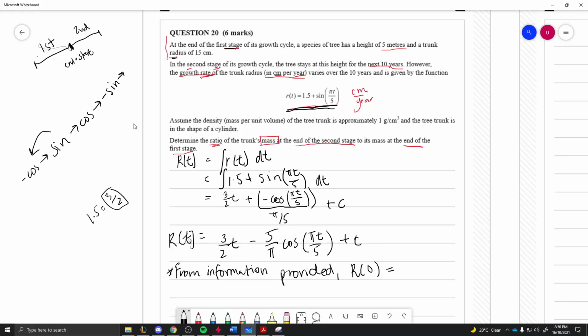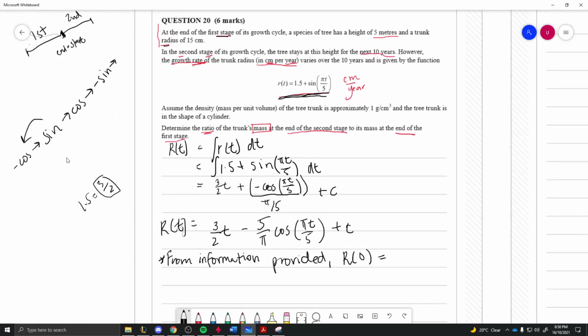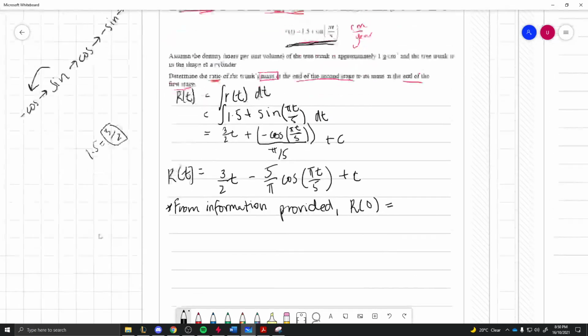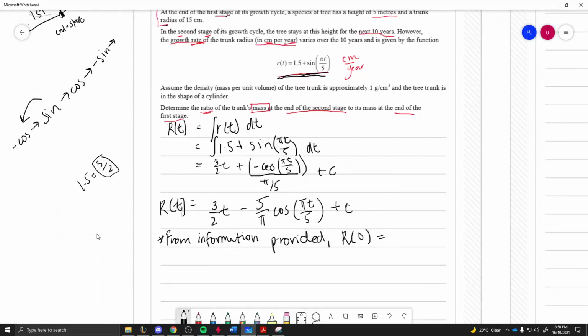You need to remember that your unit should stay constant throughout, otherwise you'll get an incorrect answer, because they could easily give this as 15 meters, or 0.15 meters, something like this, and it would trick you. You would expect that in a really hard question. So from information provided, r of 0 is equal to 15 centimeters. So considering that, r of 0 equals 15.